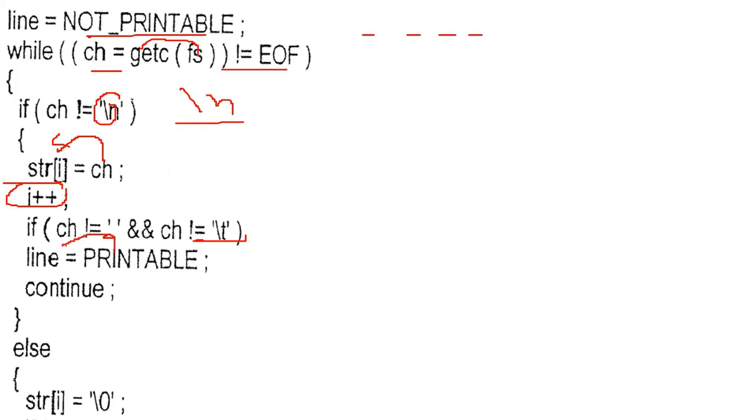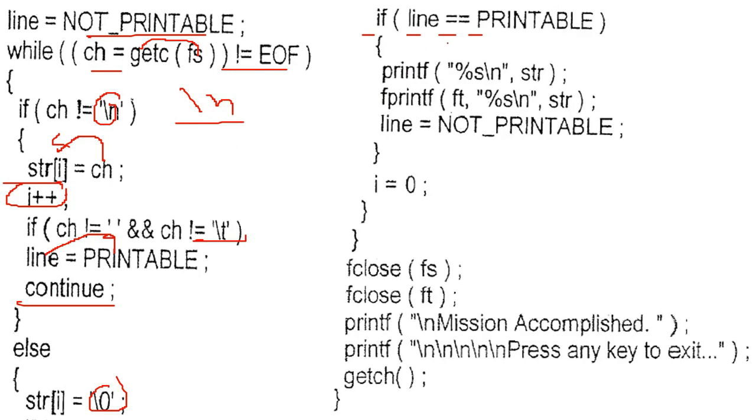So we go on and on, otherwise we just place a \0 at the end. If the line is printable, we print this str and we transfer this str to the target file, and then we set line equal to non-printable, and we again reinitialize i to 0. Then we close the source and target. This is how we do it.